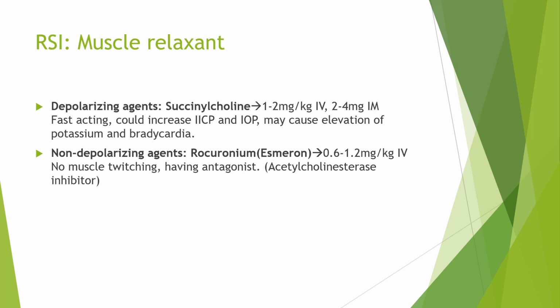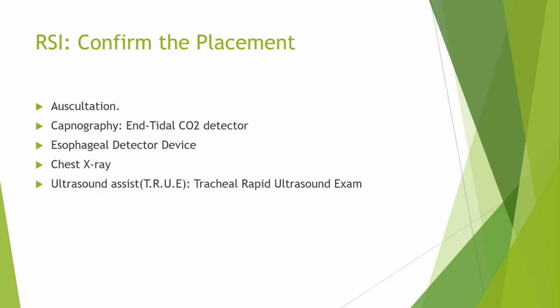I often use rocuronium as the non-depolarizing agent. The dose is 0.6 to 1.2 milligram per kilo. It has no muscle twitching effect and also has an antagonist. Yeah, so sometimes the non-depolarizing agent is more often used, but of course it's more expensive than the depolarizing agents. After you paralyze the patient, then we will intubate the patient. After intubating the patient, we should confirm the placement.